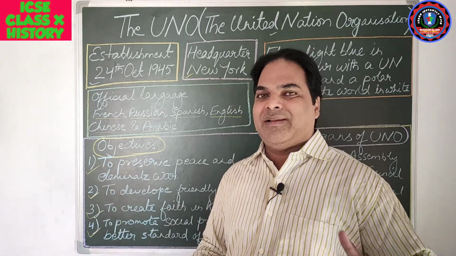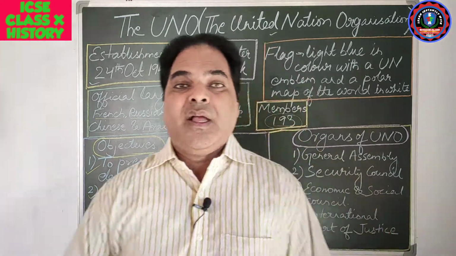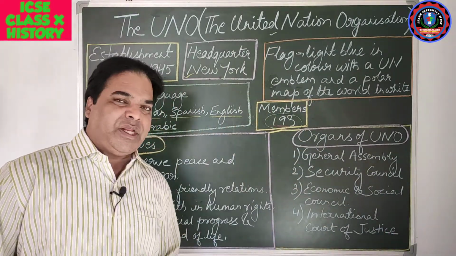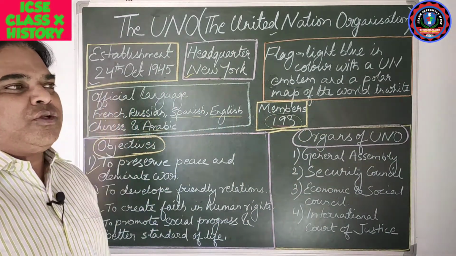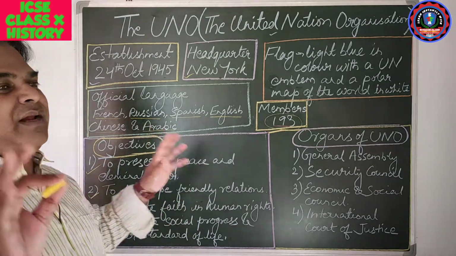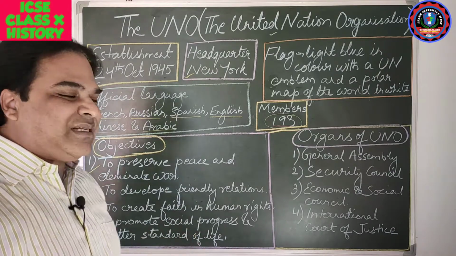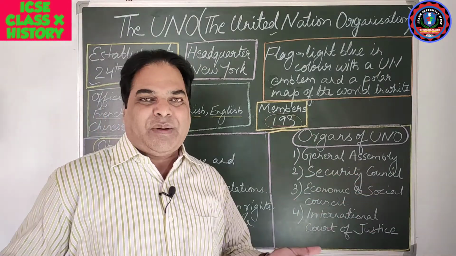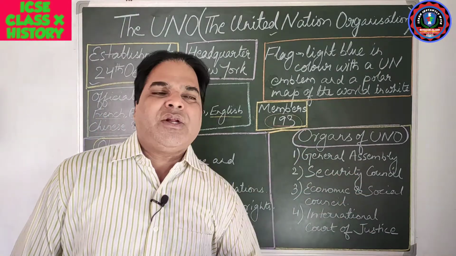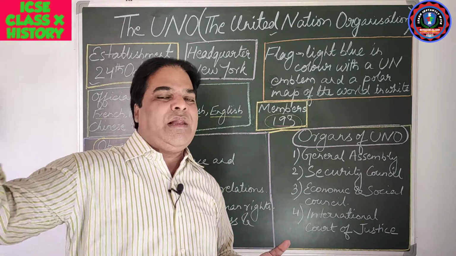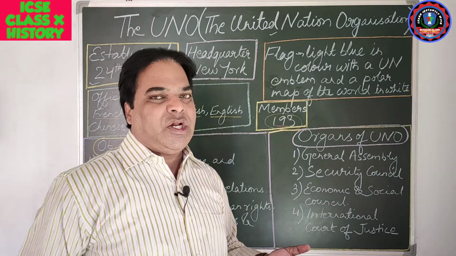I have enough, so I can think about other countries also. I can help the developing countries, underdeveloped countries. Poor nations are there in the world. So the big rich nations can provide help in securing social progress, and the standard of life of the people can be raised by their help. Many small, poor countries are provided help by the richer countries of the world.